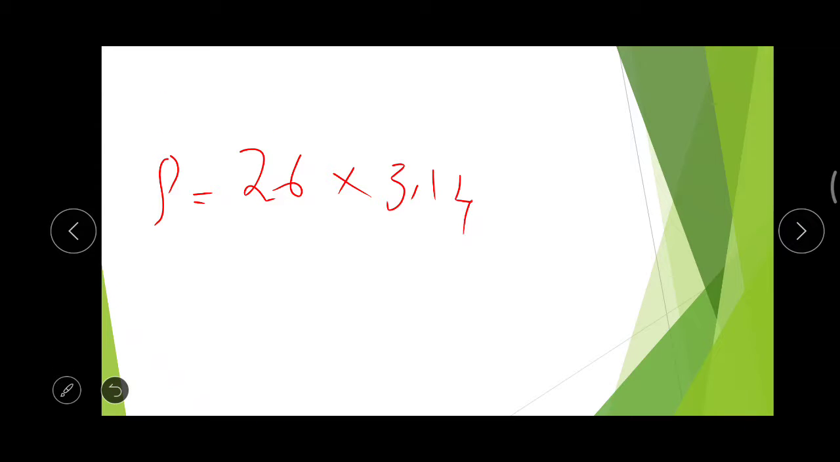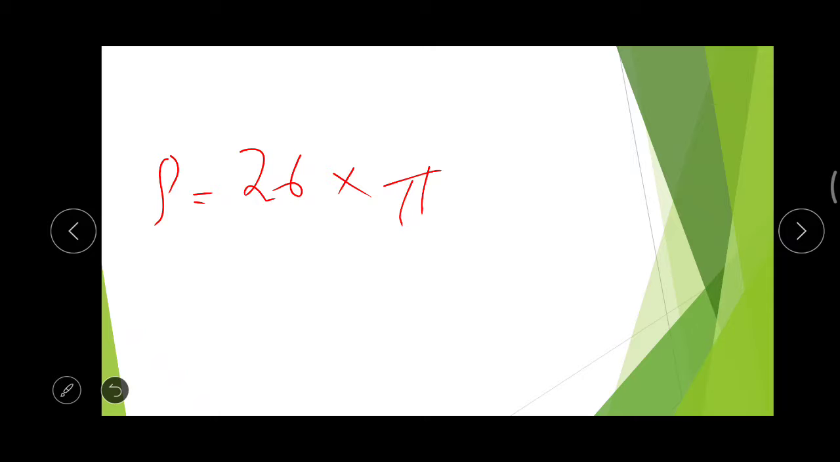Okay, pi is 3.14. Now r square, that is d by 2 the whole square. So d by 2 whole square will be equal to... 0.3 mm is the d value, so you have to convert that into meter. That will be equal to 3 into 10 to the power minus 4 meter.